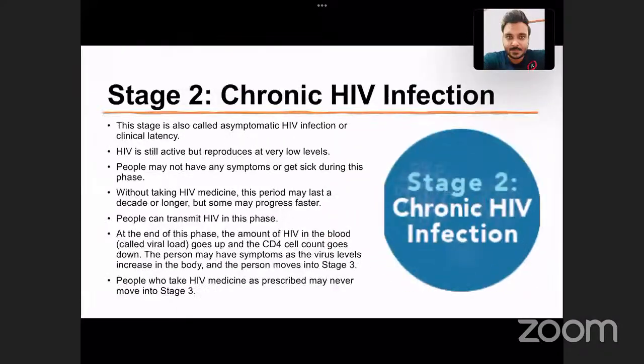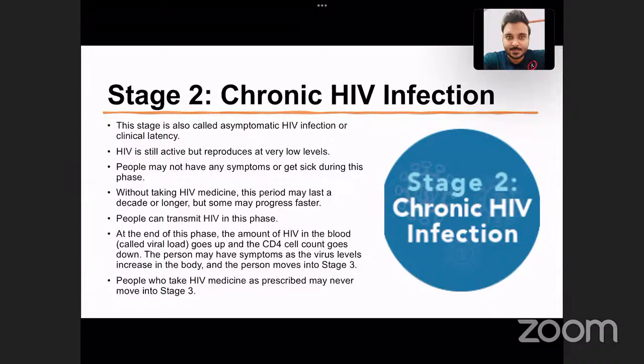Now we come to stage two. This is the chronic HIV infection. This stage is asymptomatic HIV infection, also called clinical latency. HIV is still active but reproduces at a very low level. People may not have any symptoms or get sick during this stage without taking HIV medicine. This period may last a decade or longer, but some people may progress faster, according to their immune system or how much it is damaged. People can transmit HIV in this phase.